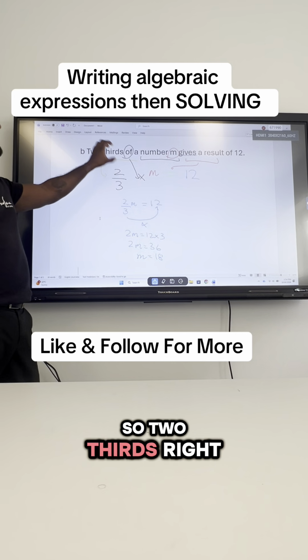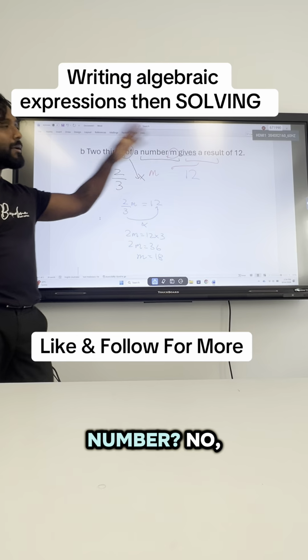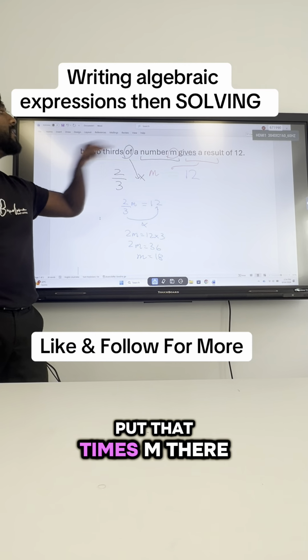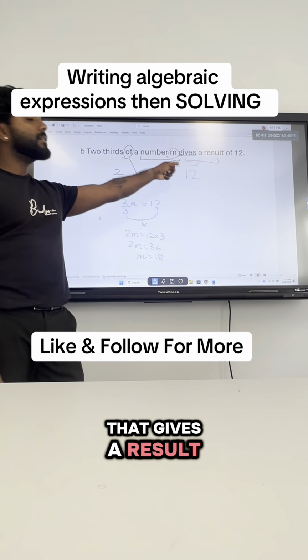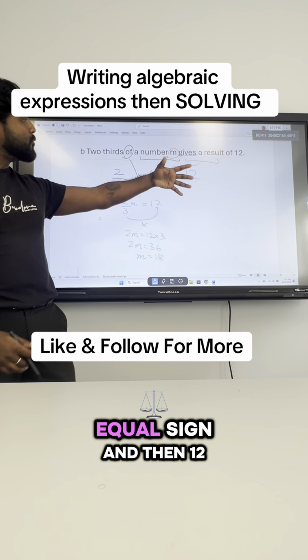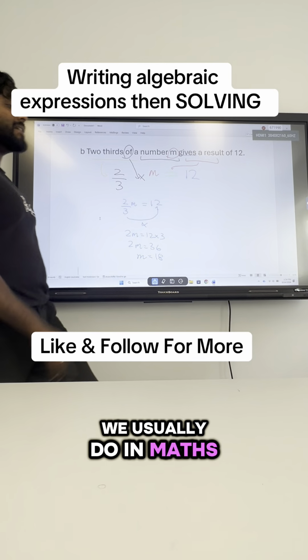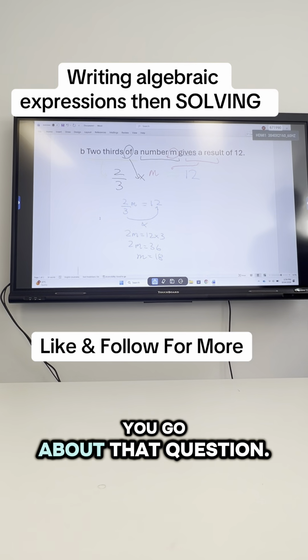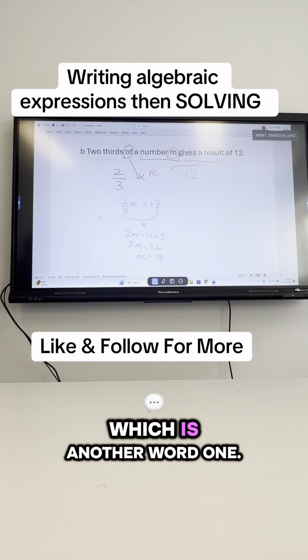So 2/3, right, as a fraction, of is times, number m. Do we have our number? No, we've got a letter. So we're going to put that times m there. Gives 12. That gives a result. Gives a result is an equal sign and then 12. And then we just go about doing what we usually do in maths, which is solving. That's how you go about that question. So we're going to go to the next question, which is another word one.